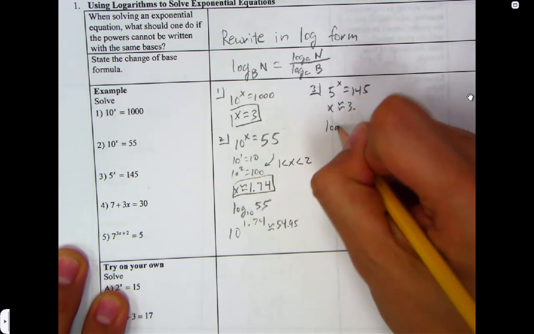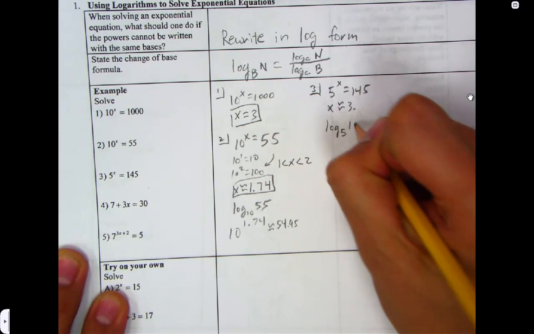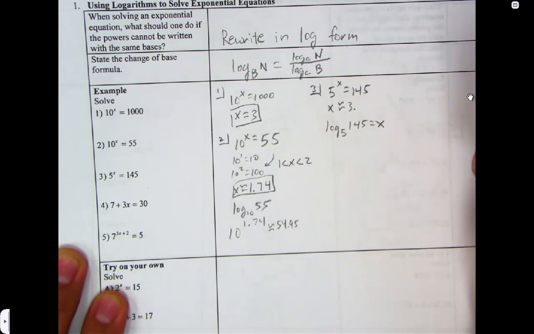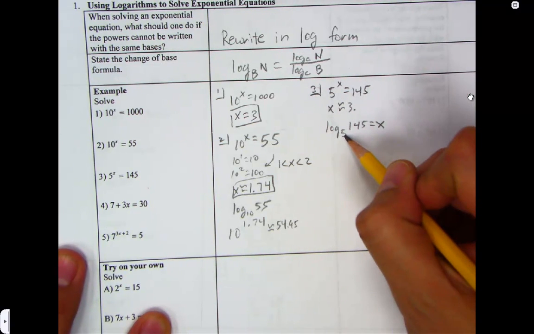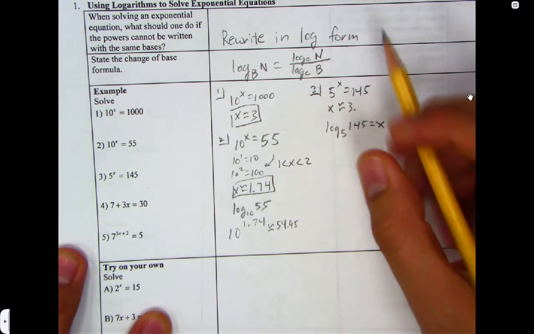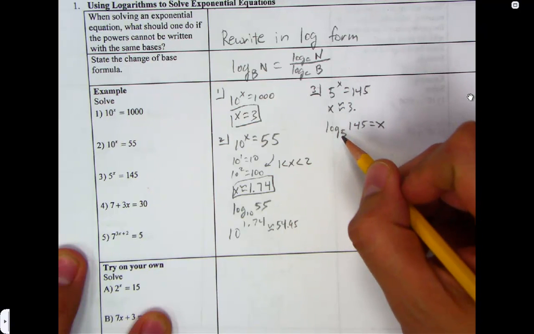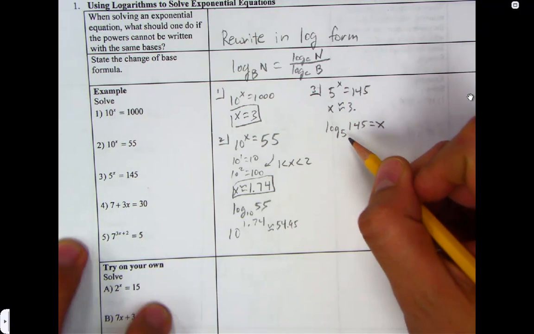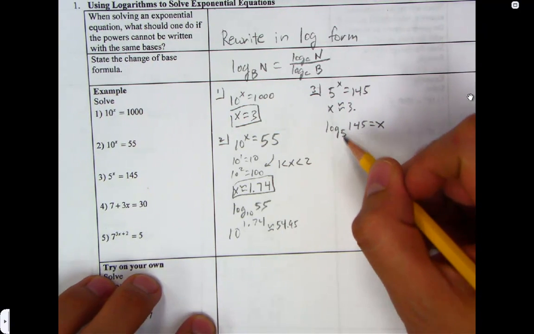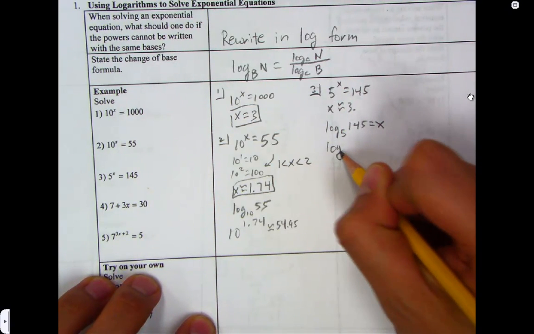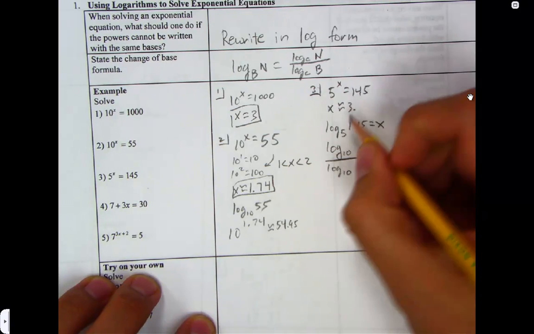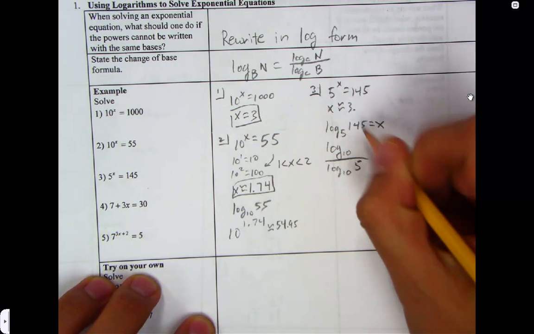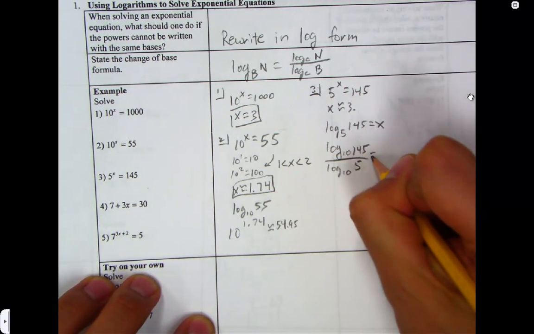So I'm going to put this in log form. Log base 5 of 145 is equal to x. Then I'm going to use my change of base formula because the base is not 10, and our calculator's base is 10, so that's why I have to change the base. So log base 10, and the base is 5, so 5 goes on bottom and 145 on top.